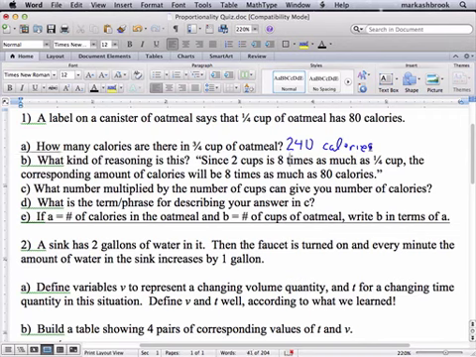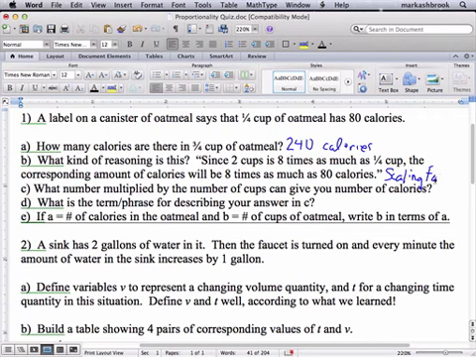Okay, what kind of reasoning? If 2 cups is 8 times as much as 1/4, to get the number of calories, we have to take 8 times as much as 80. What's the type of reasoning that is? Scaling factor. As long as you have the word scaling, that's the key. Scaling factor reasoning.